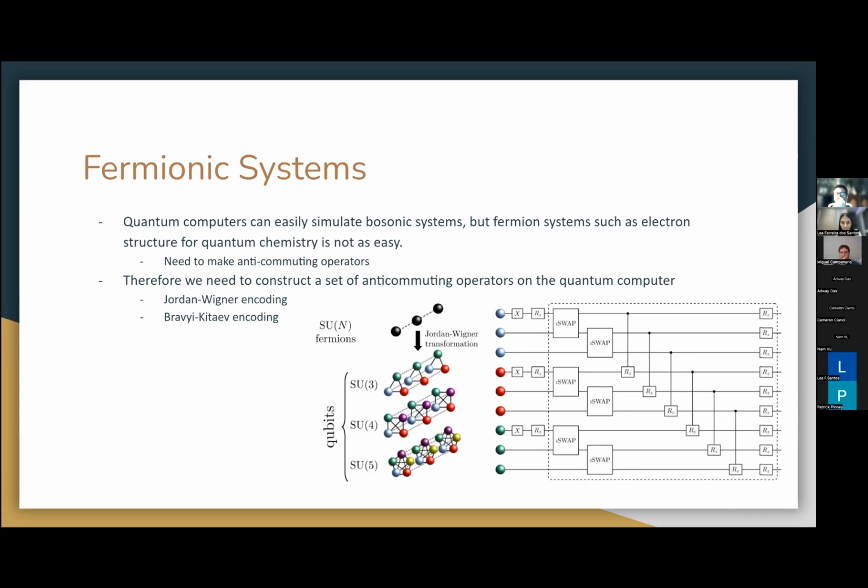Cool. So any questions up to this point on anything so far? We're about to go into excited state variational quantum eigensolver. So if you have any questions about the normal variational quantum eigensolver or anything related to that, let me know now, because we're going to go into the excited state stuff. Okay, cool. So if we don't have any questions about that, we can go to the next one.